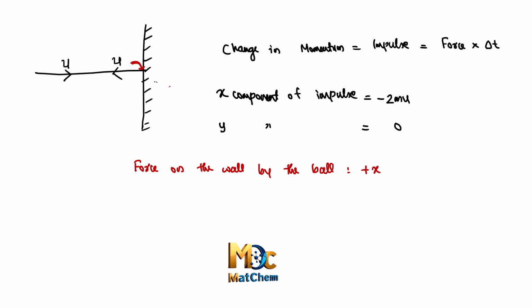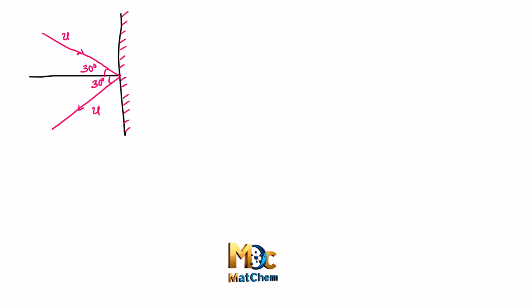So as a result, the ball is exerting some force on the wall, that will be in the plus x direction. In the opposite way, according to Newton's third law of motion, the force on the ball by the wall will be in the negative x direction. That's what you need to understand over here. Done. So that is the first case. What about the second case?